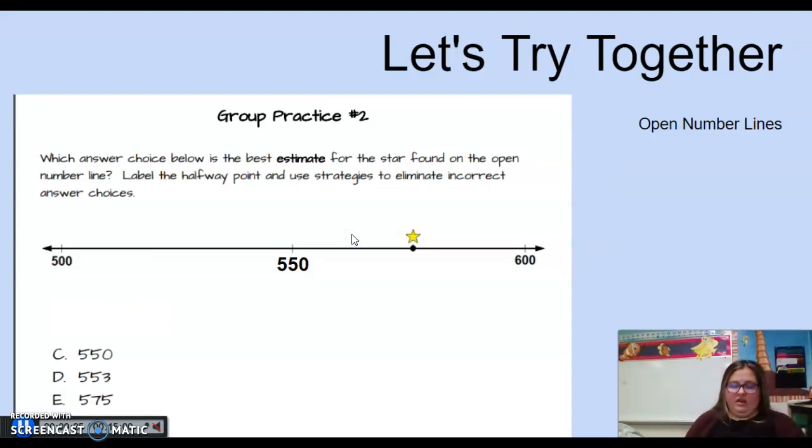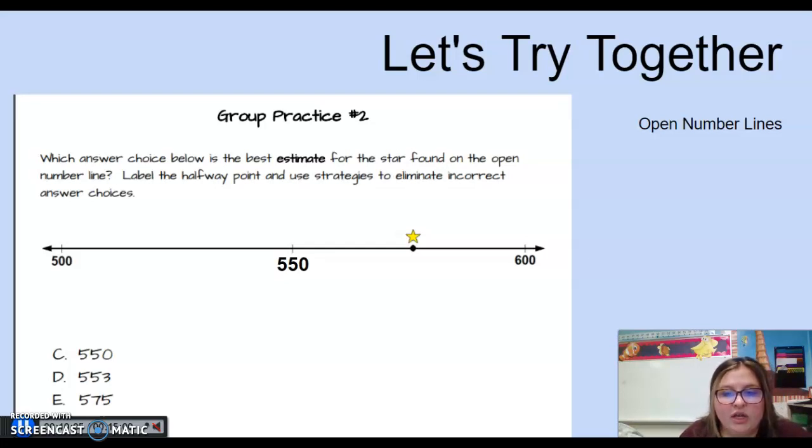Okay, this one says we want to find the best estimate for the star on this one. Okay, so this number line starts off at 500 and it goes until 600. So we know that it has to be greater than 500 on this number line and less than 600. So 600 or less. And right in the middle, we know is going to be 550. Okay, and then we are trying to find where that star is. So we're going to try to find what point that star could be.